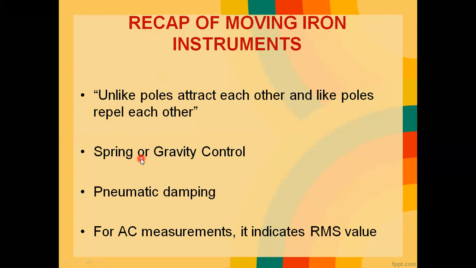Coming to the damping, we don't use eddy current damping just like we used in PMMC instrument, but we use pneumatic damping or air friction damping for moving iron instrument. Either if you take up a repulsion type or attraction type, just the way we use it will be different, but otherwise it uses the principle of air friction damping. We have also seen that moving iron instruments are useful for AC and DC. Now for AC measurements, it indicates the RMS value.